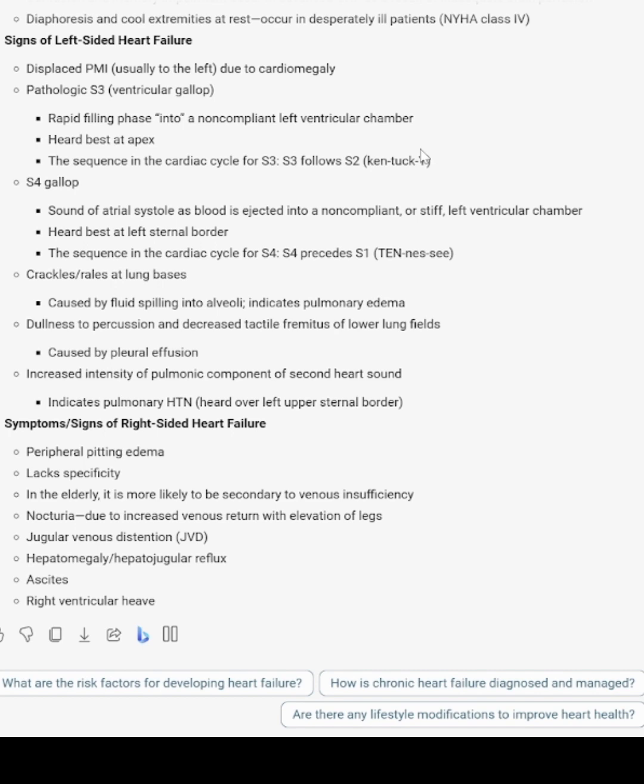S4 gallop. Sound of atrial systole as blood is ejected into a non-compliant or stiff left ventricular chamber. Heard best at left sternal border. The sequence in the cardiac cycle for S4 precedes S1.